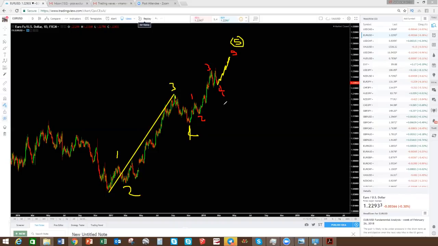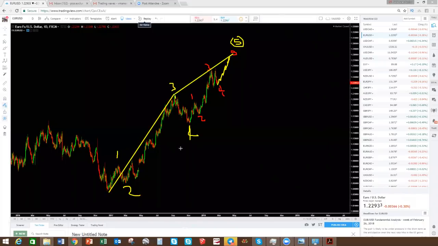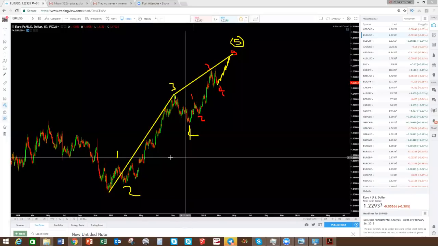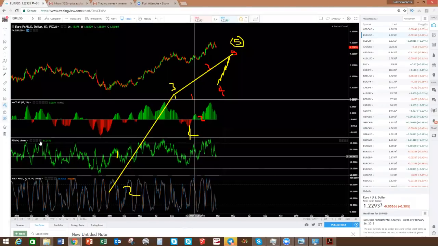So why don't I like this scenario? As much as they both have a bullish sequence, the reason why I don't like this sequence is because there is no divergence between wave 3 and 5, which is expected, which we're supposed to have. So let me take this off and just leave the MACD.